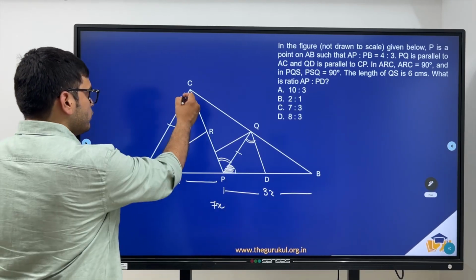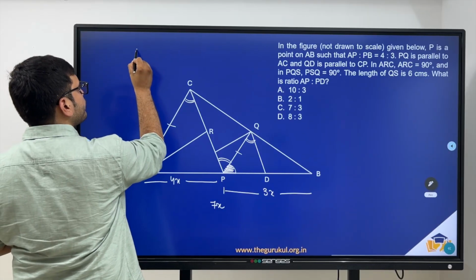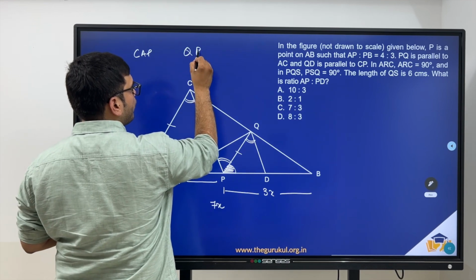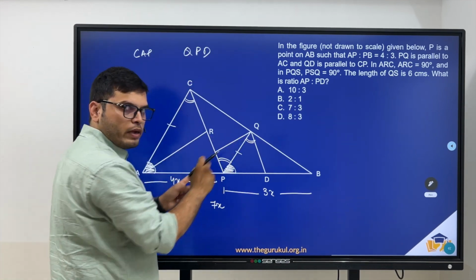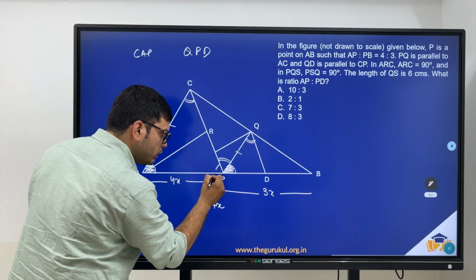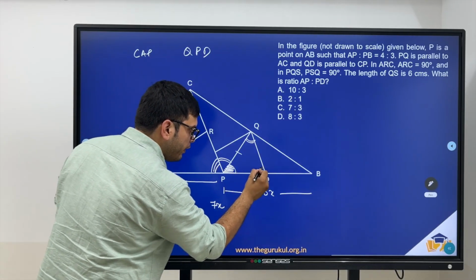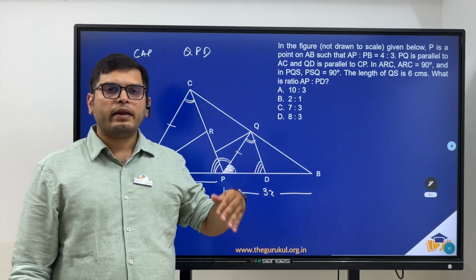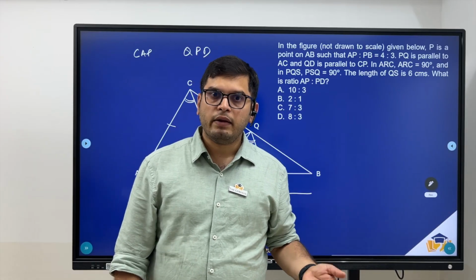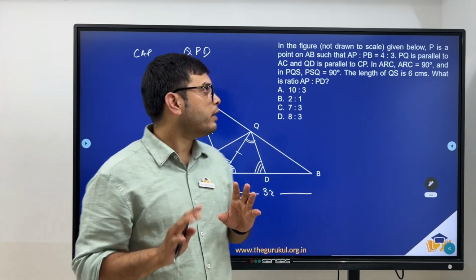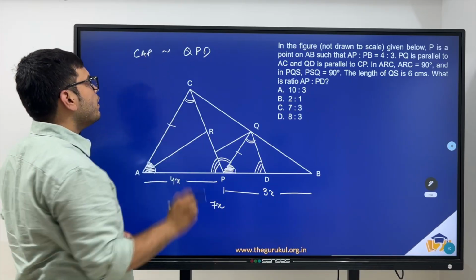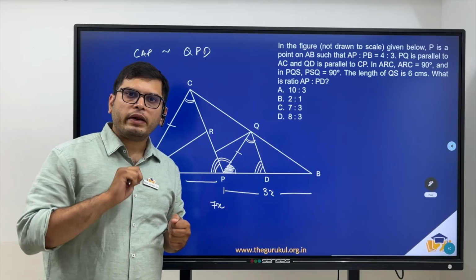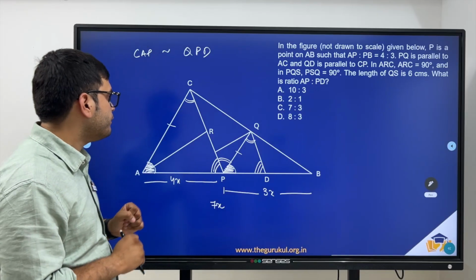Now if you observe triangle CAP and triangle QPD, these two angles are equal to these two angles. So by default, the third angle will also be equal, right? Now if all the three angles in a triangle are equal to all the three angles in the other triangle, then those two triangles are said to be similar triangles. So CAP is similar to QPD, AAA similarity or AA similarity. If two angles in two triangles are equal, then they are similar, right?